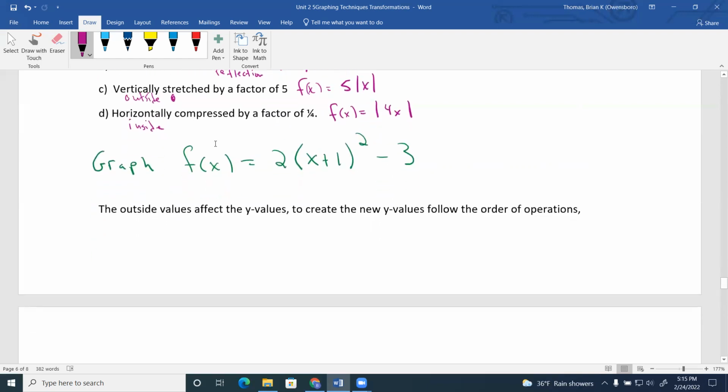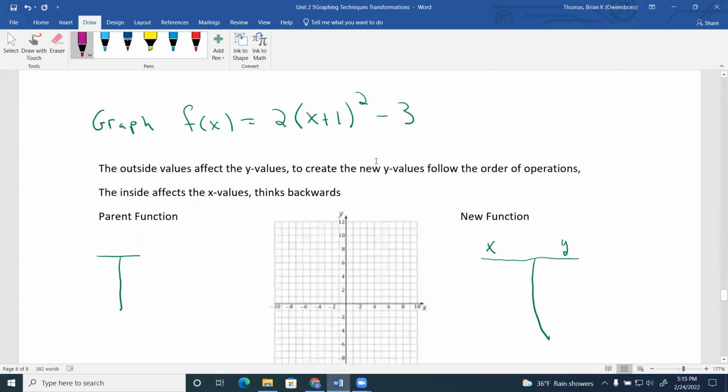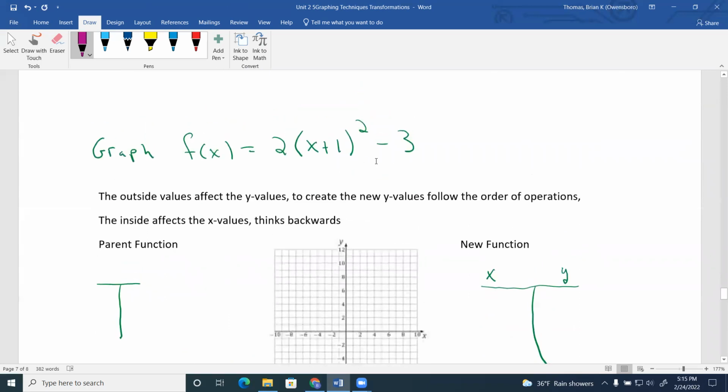So the next thing they want us to do is we want to graph f of x equals 2 times (x plus 1) squared minus 3. To graph this function, we have to first recognize the parent function. So the parent function is going to be this x squared function. So from there, remember, if I'm graphing the parent function, the ordered pairs I use again is a -1, a 0, and a 1. And that would give me a 1, a 0, and a 1.